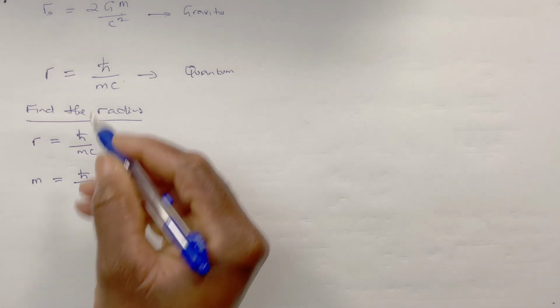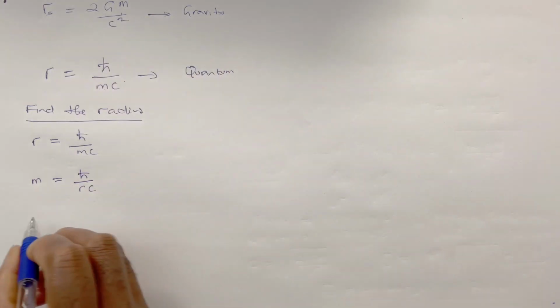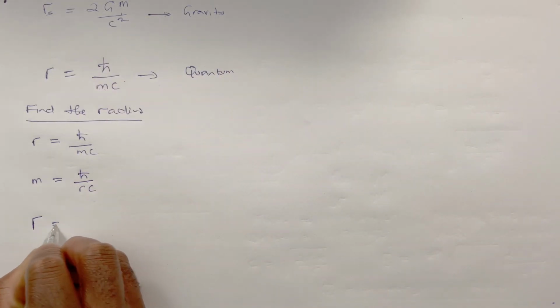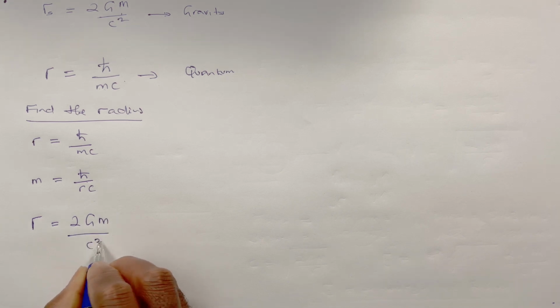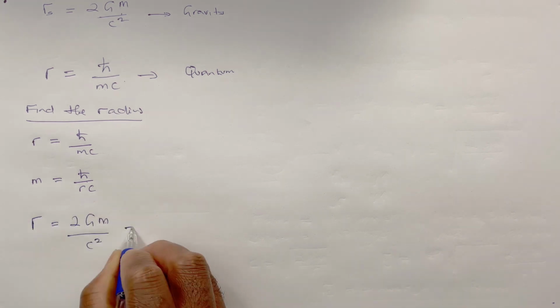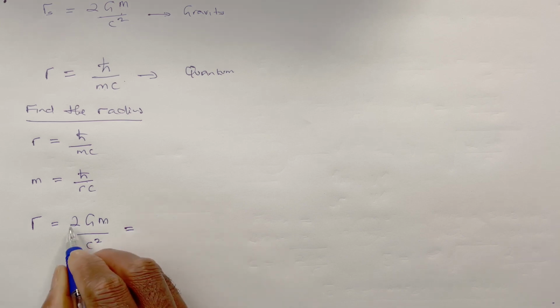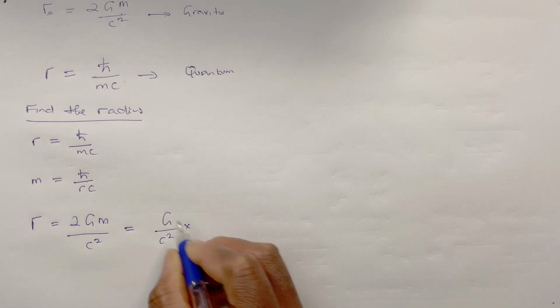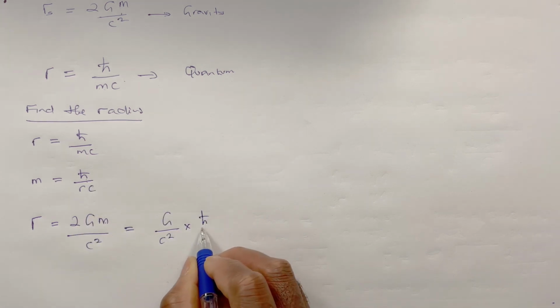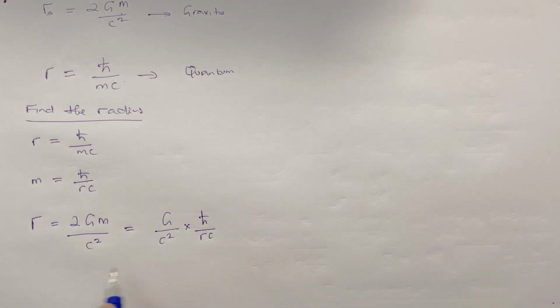If I take that, I can put it into the rs for gravity, where r is equal to 2 G m over c squared. So I need to replace m with that. Let's ignore the 2 because it's just a number. That will be equal to G over c squared times the m, which is h bar over rc. I'm just replacing m with this one here.